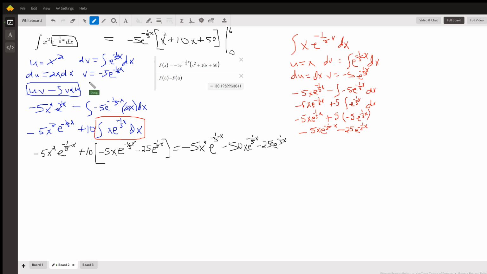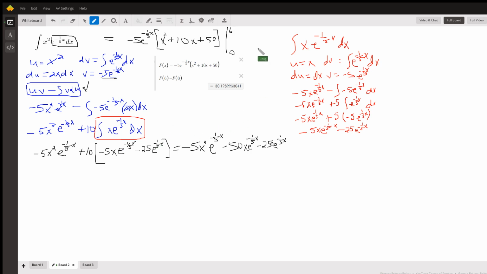And here's the formula we're using for integration by parts. u times v, that would be this term right here, minus the antiderivative of v du. Well, there's the v, there's the du. I can move the 2 times negative 5 out front, which is negative 10. Minus a minus negative 10 becomes plus 10. And then we've got x e to the minus 1/5 x dx. Well, guess what? We got to use integration by parts again.